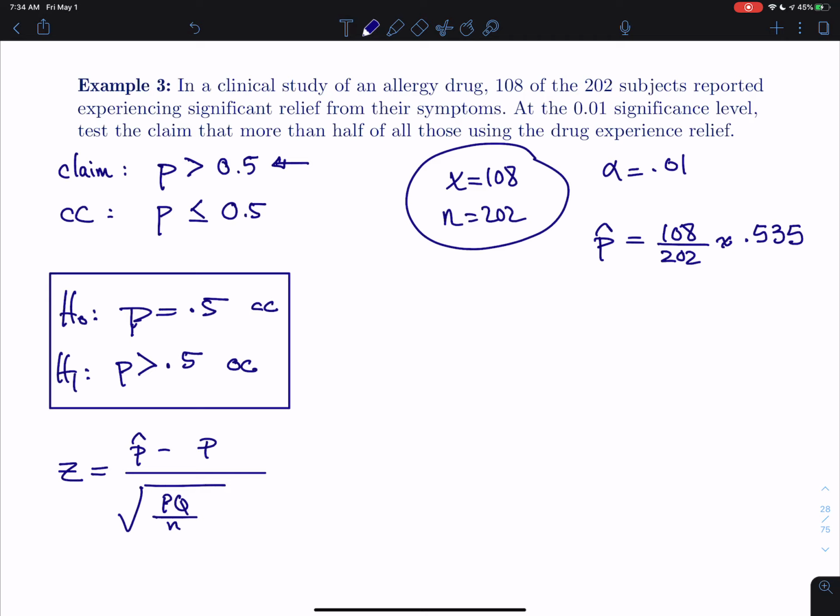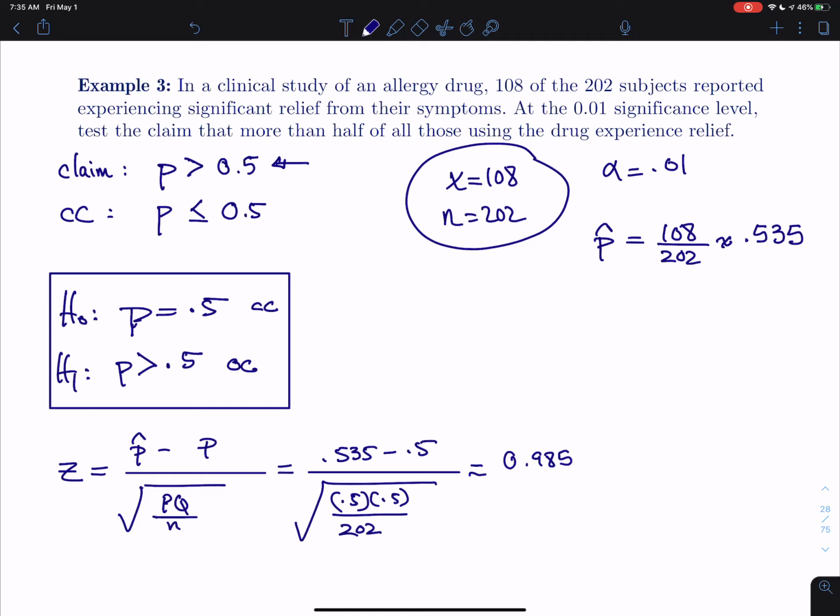Since you're doing this on a spreadsheet, you don't have to worry about how many decimal places to carry, because you can just click on p hat if you need to use it in a formula. So that's my p hat. My p is 0.5, so my q is 0.5, and my n is 202. At this point, I can simply plug these in: 0.535 minus 0.5, divided by the square root of 0.5 times 0.5 divided by 202. If I calculate that out, I get 0.985, almost a 1, and that becomes my test statistic.